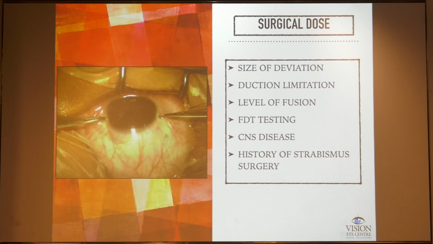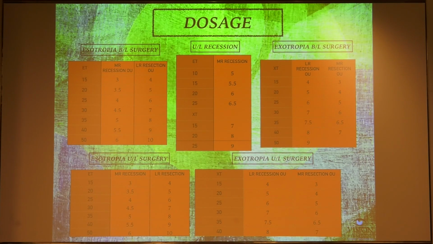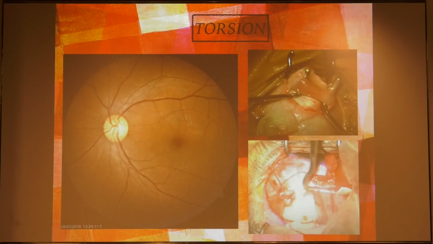So the amount of surgery then finally depends on the size of deviation, the duction limitations, the level of fusion. An FDT has to be performed, CNS disease has to be evaluated, and we have to take into account any history of previous surgeries. So these are the dosage tables that are used by most strabismus surgeons. And some forms of strabismus need a tailored surgical plan, like in cases of torsion, in which either the oblique muscle has to be touched or we have to transpose the horizontal recti vertically.